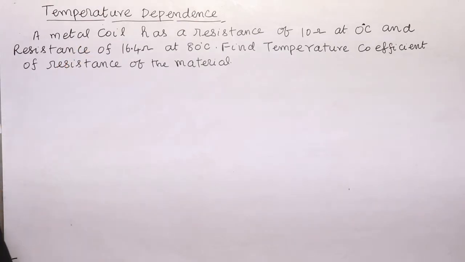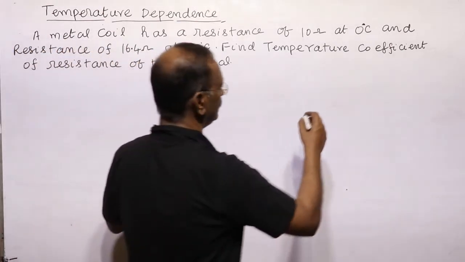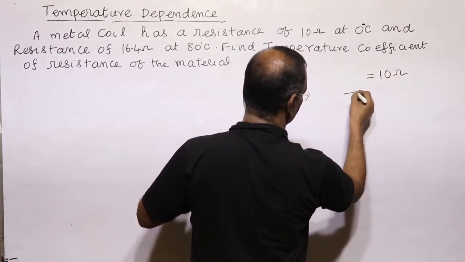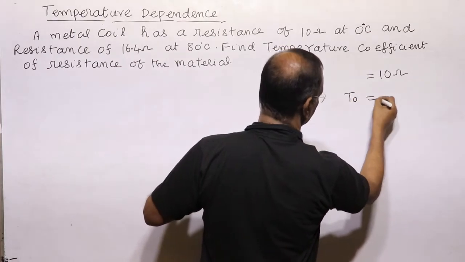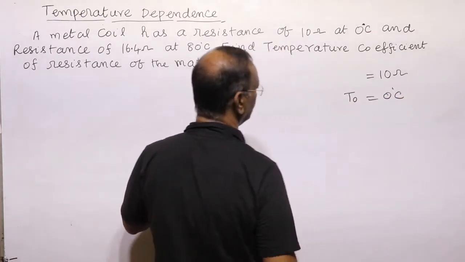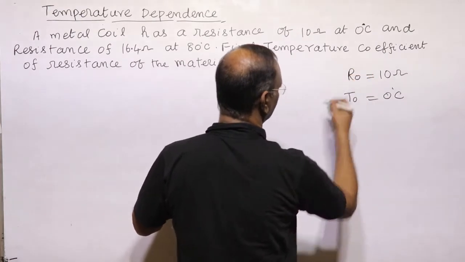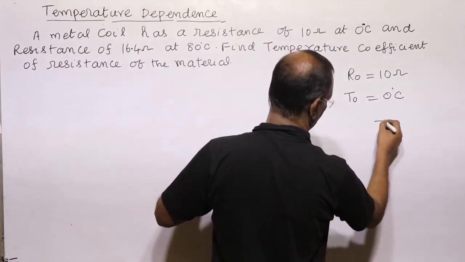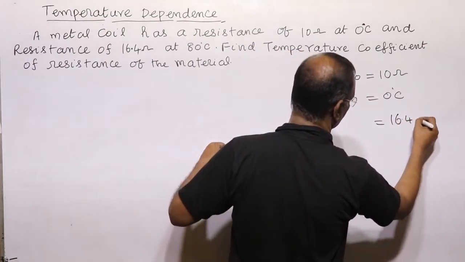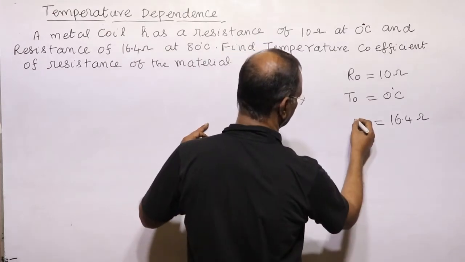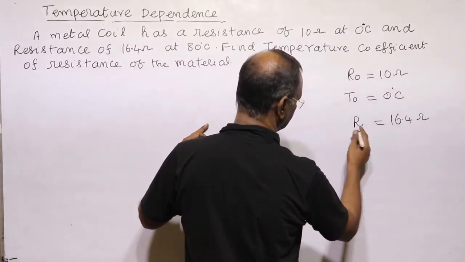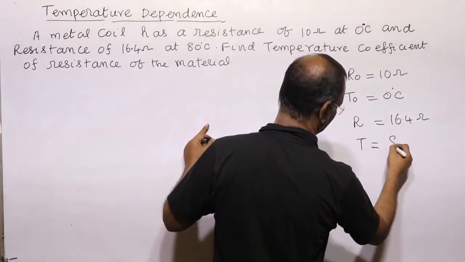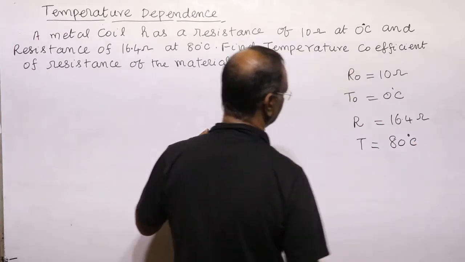A metal coil has a resistance of 10 ohm at 0 degree temperature. At T naught equal to 0 degree temperature, the resistance is 10 ohm. And a resistance of 16.4 ohm at temperature T, that is the increased resistance at T equal to 80 degree centigrade.